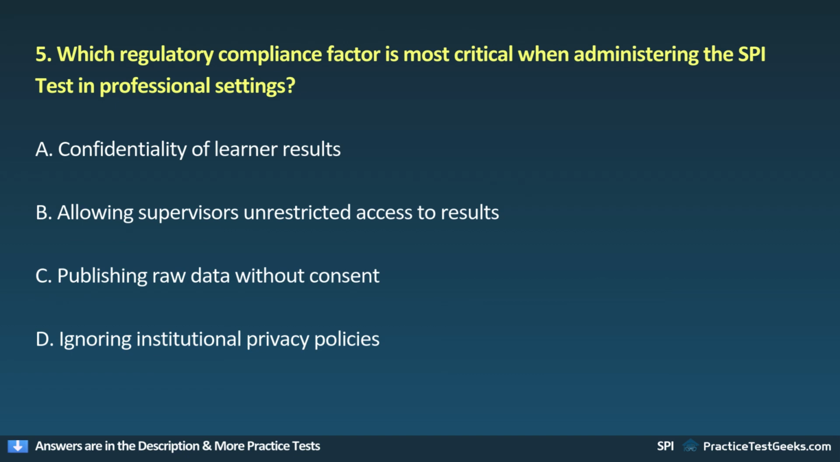5. Which regulatory compliance factor is most critical when administering the SPI test in professional settings? A. Confidentiality of learner results. B. Allowing supervisors unrestricted access to results. C. Publishing raw data without consent. D. Ignoring institutional privacy policies.